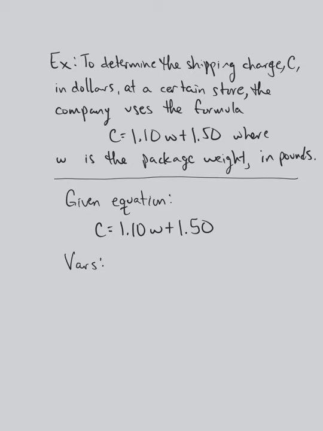Okay, so in these types of problems where you're given the equation, make sure you understand what the variables represent. I would write them out just to make sure you do. If you look up in that wording, C is the shipping charge in dollars, and W is the package weight, or we could just say the weight in pounds. Make sure to understand what the variables are.